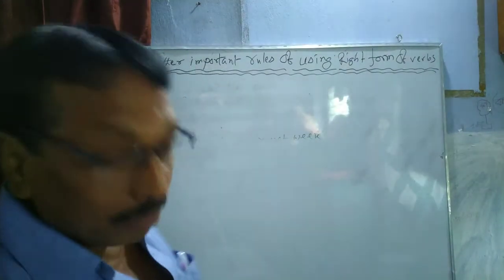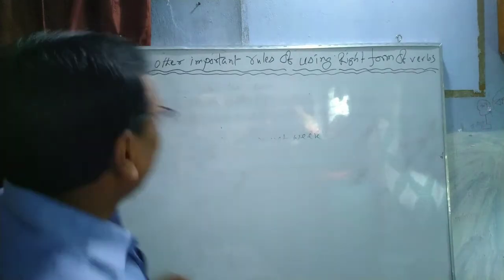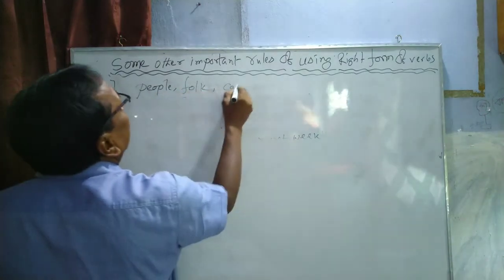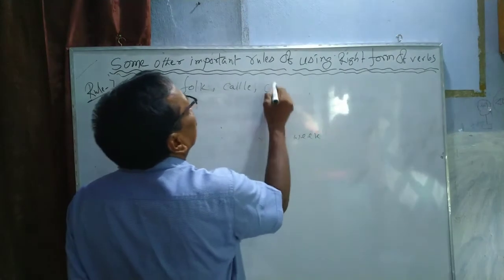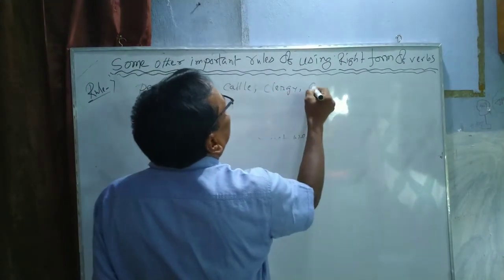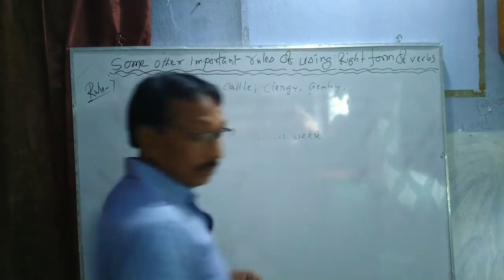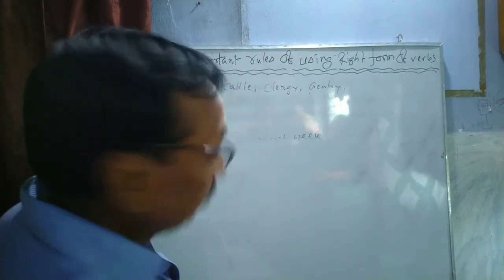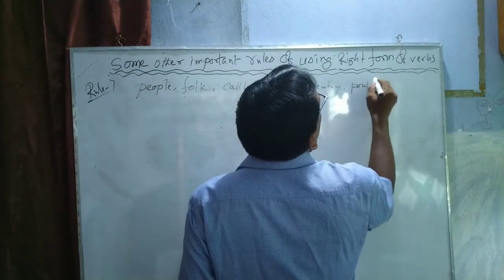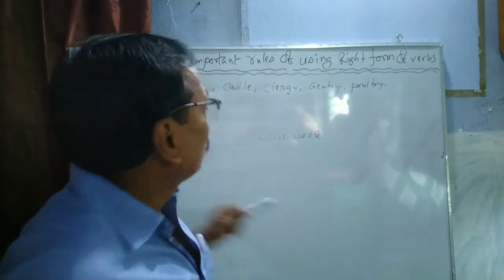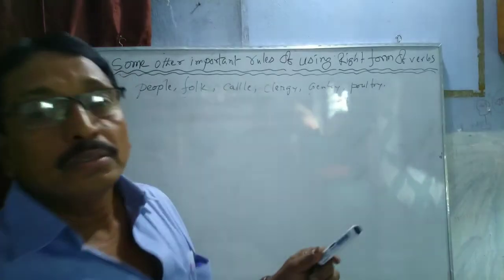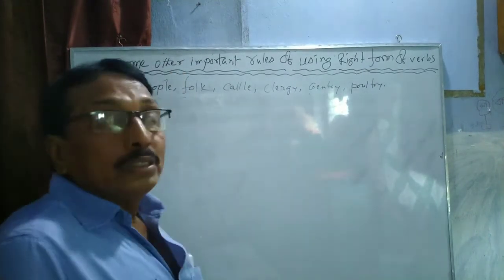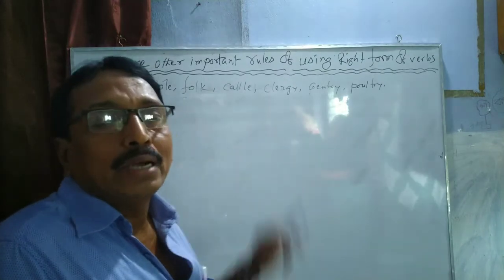You know, there are some nouns such as people, oak, cattle, clergy, gentry, poultry. All these nouns seem to be singular, but they are actually plural. So we must use the plural form of verbs after these subjects.